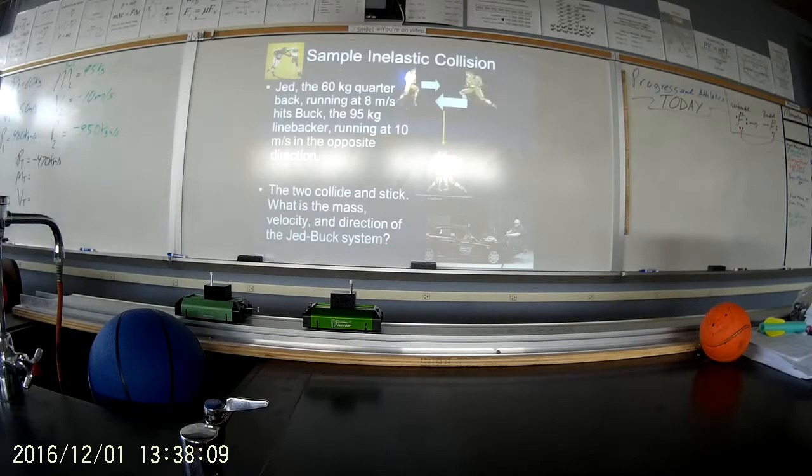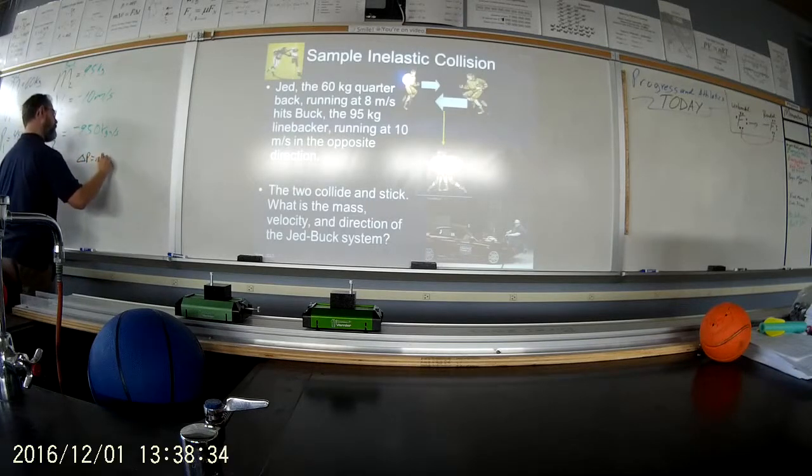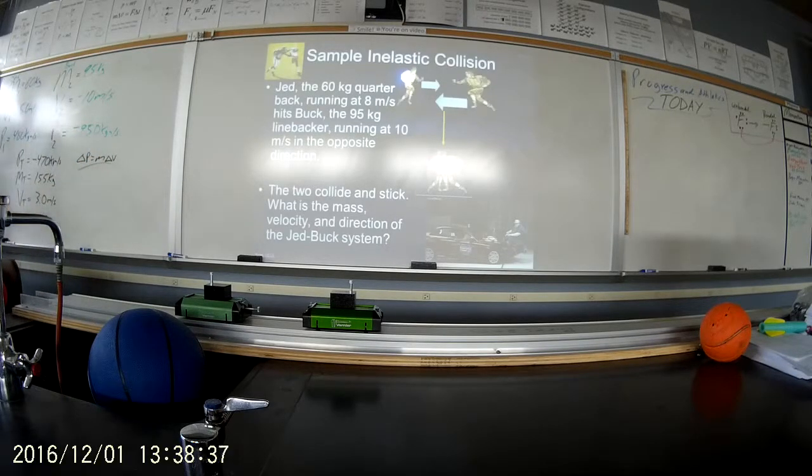What is the mass of the Jed-Buck system? 155 kilograms. And that allows us to find the velocity of the Jed-Buck system. About 3? About 3.0? How did you get that? I realized that our formula, delta P equals m delta V, still holds here. So if I have the momentum of the overall system, I can divide by the mass of the system to get the velocity of the system.